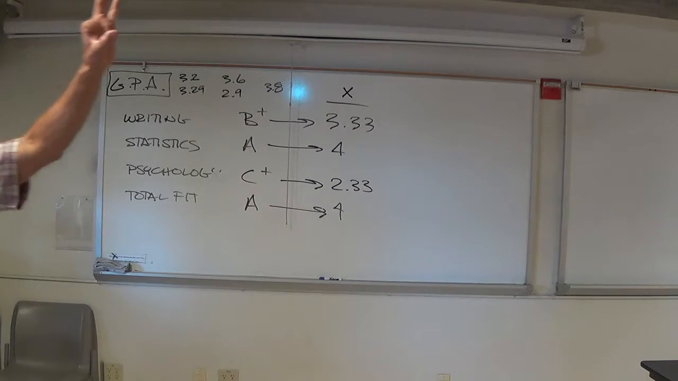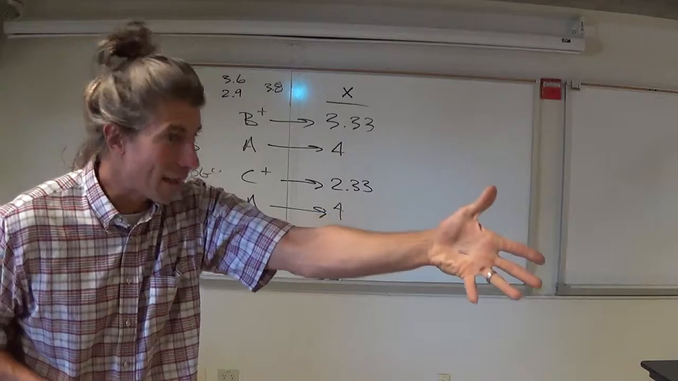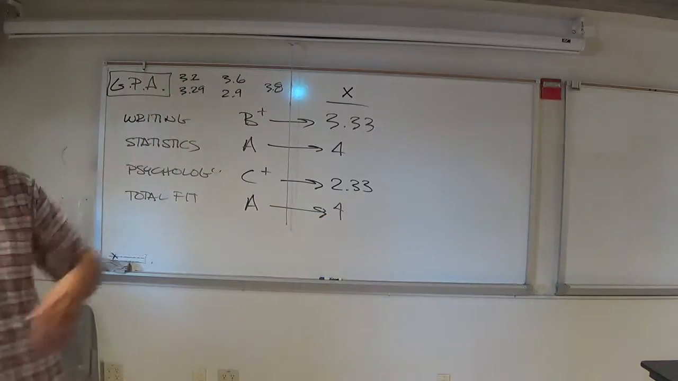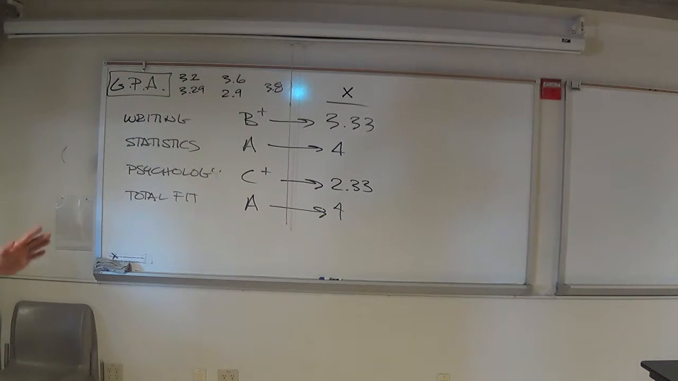Anybody taking 3 4-credit classes at this moment, and that's all you're taking, 3 4-credit classes? You could just add them up, divide by 3, not a problem. Is anybody not taking equally weighted classes right now? That's the rest of you, right?